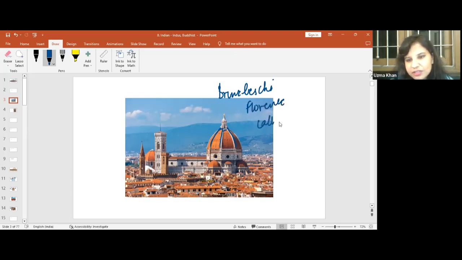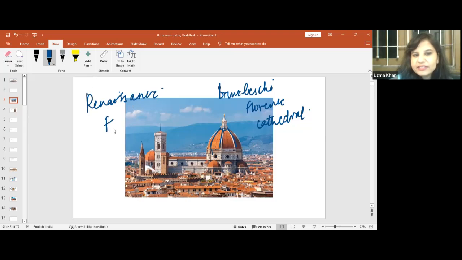What is the other name for this cathedral? Yes, what is the other name? Find out. Because of the name of the deity which is located in that, it is also called Santa Maria, located in that area. And because we are talking about Renaissance, it is an important structure, because the Renaissance started from Florence itself in Italy, not from Rome. So that is why it is very important.